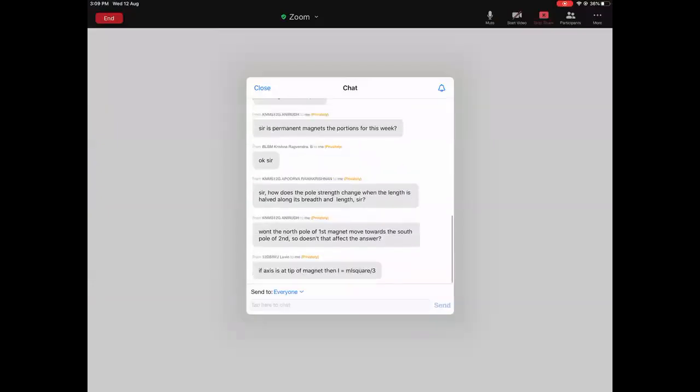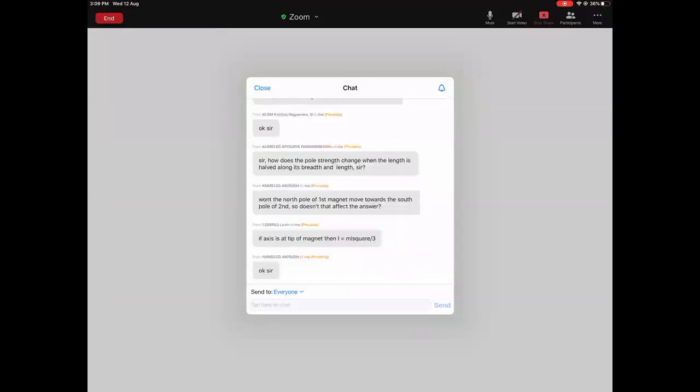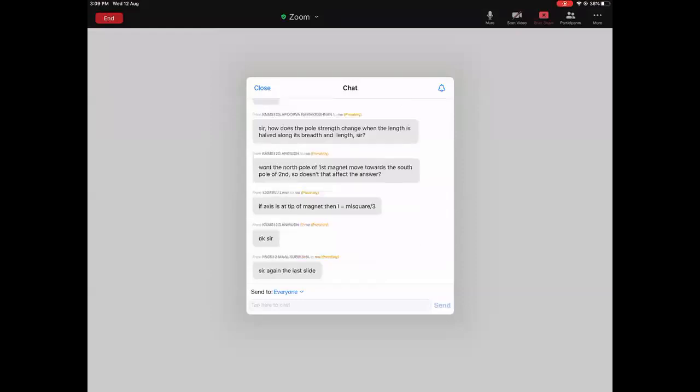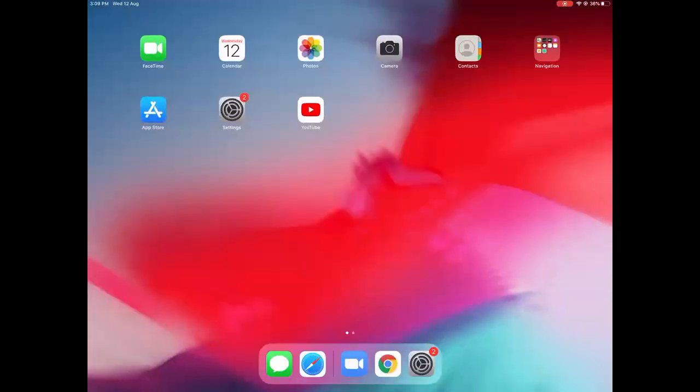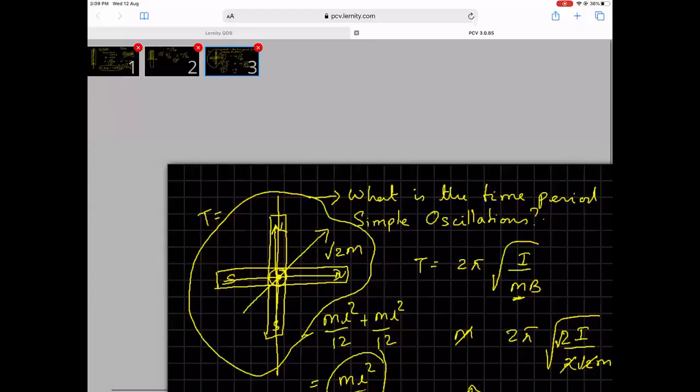Won't the north pole of the first magnet move towards the south pole of the second magnet? Doesn't that affect the answer? Oh, okay, we are assuming the external magnetic field is strong enough that there is no interaction between them. So if the axis is at the tip of the magnet, then ml squared by 3. No, the axis is not at the tip.